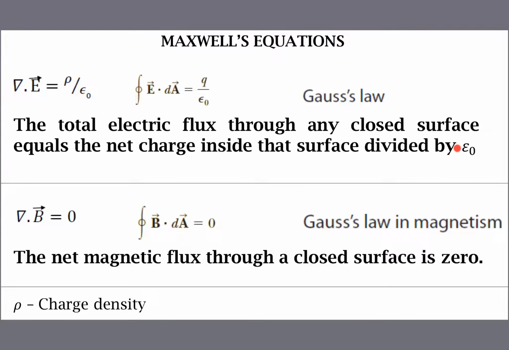It can also be written in this form, an integral of the electric field dotted with the area element, equal to Q over epsilon naught, where Q here is the charge. Rho here is the charge density, which means Q over V, charge over volume. This is the volumetric charge density.